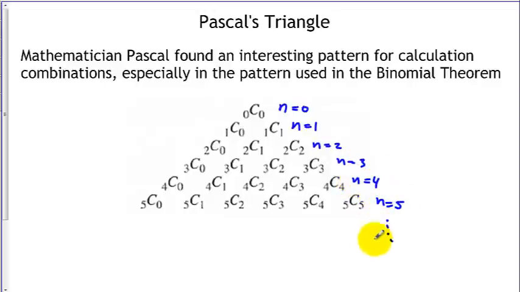And it could keep going. And we go across with our nCr, the r values going from 0 all the way up to n. And he's arranged this into a triangle. Now, in the next slide, we're going to calculate these, and we're going to see there's an interesting pattern so that we can calculate this triangle as long as we start at the top and go in order without using a calculator. So let's look at that.